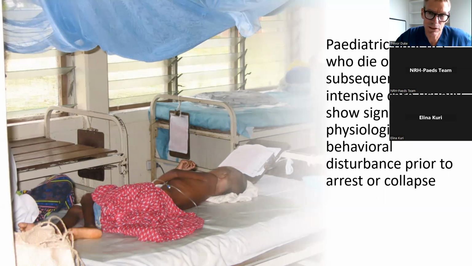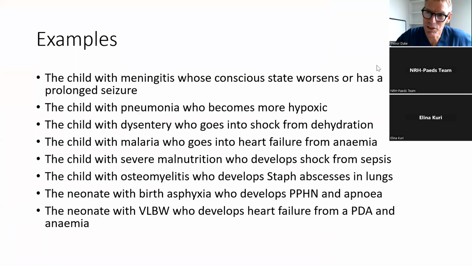So let's go. The deteriorating patient could be almost any patient that we see. Commonly, the child who's got meningitis, whose conscious state worsens, or who has a prolonged seizure and goes from being semi-conscious or conscious to being unconscious. That's a deteriorating patient. The child with pneumonia who becomes more hypoxic after they come into hospital. That's a deteriorating patient. A child with dysentery who goes into shock from dehydration that we haven't quite kept up with, or develops sepsis from their dysentery, that's a deteriorating patient.